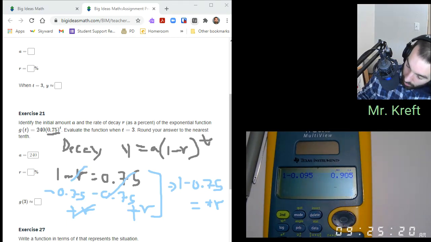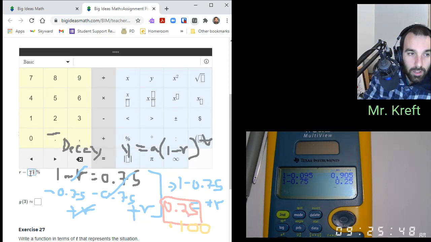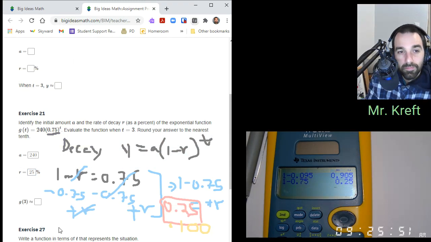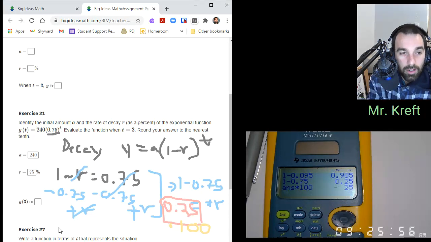So in my calculator, I'm going to go 1 minus 0.75. And I get 0.25. So that's my r. Okay, but we want that as a percentage. So I'm going to go ahead and just multiply this by 100. So my percentage is 25%. So if I go times 100, I get 25. So it's 25%.